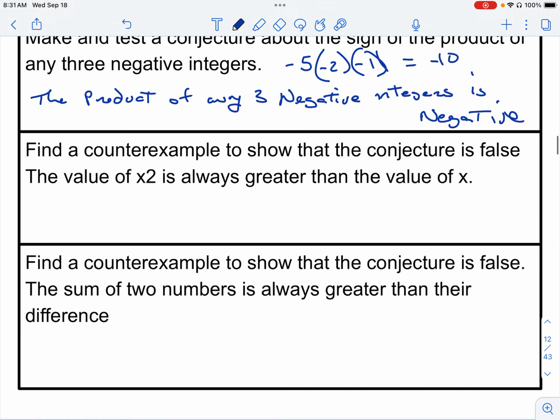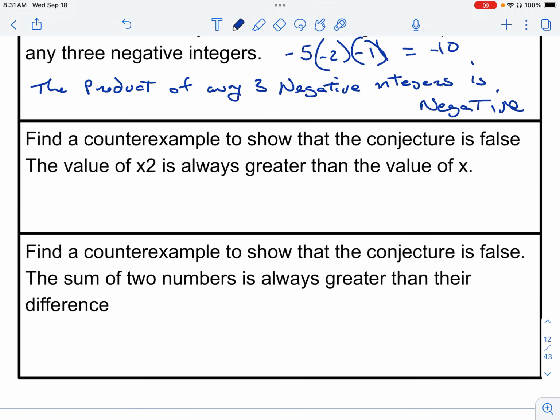Now let's find a counterexample and see if we can prove that our conjecture is false. The value of x squared is always greater than the value of x. So if I have x equals 2, x squared is 4, which is bigger than 2. But what if I set my x equal to 0? Well, 0 times 0 is 0. So this is our counterexample, and our conjecture is false.